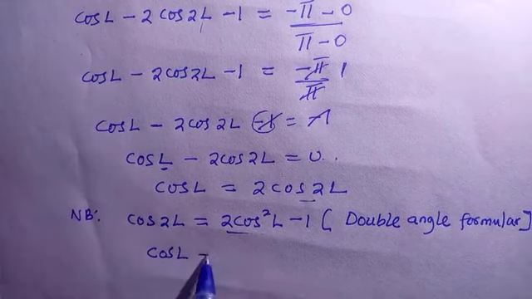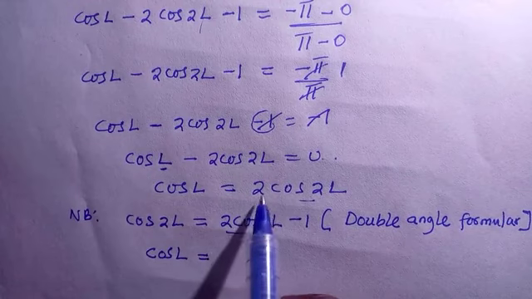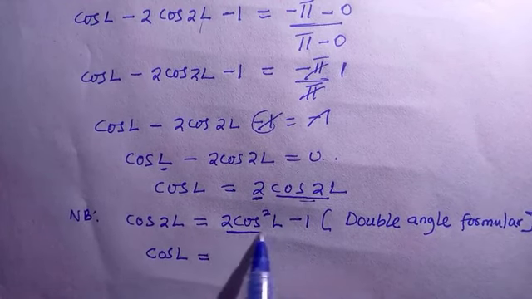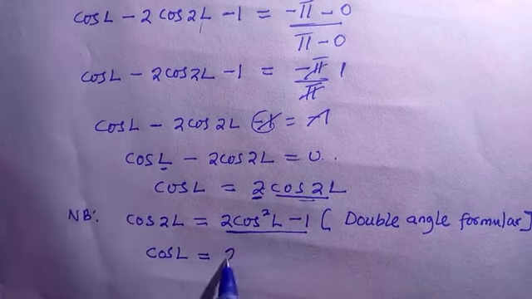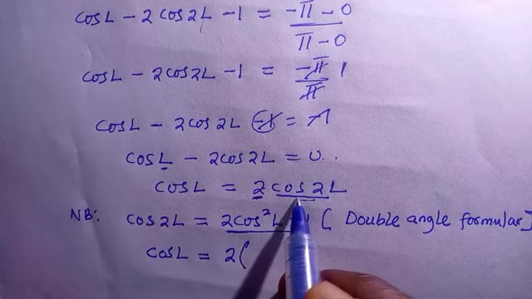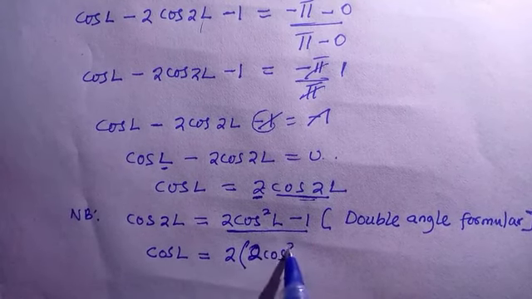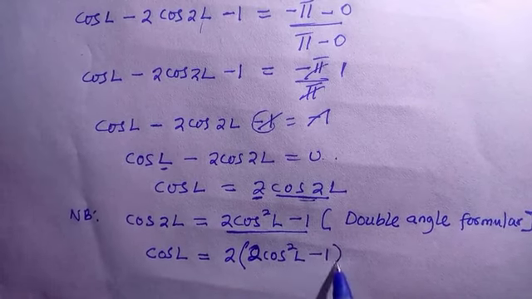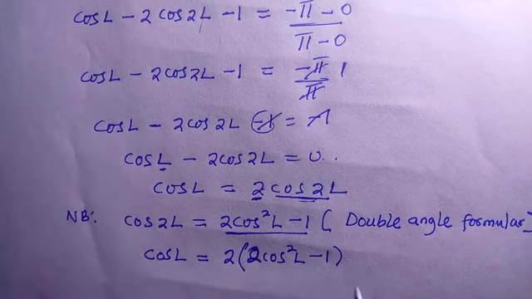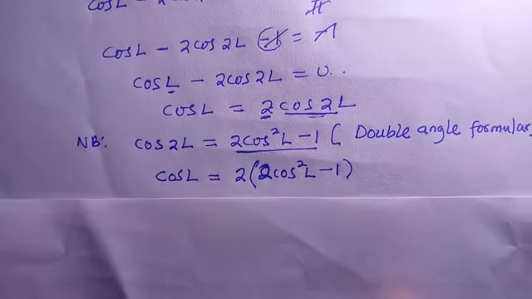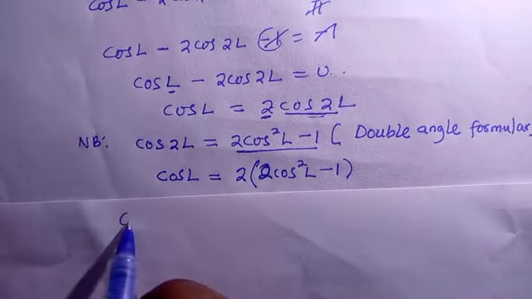Then we have cos L equals, so remember that in this we have 2 initially, and from this formula we still have another 2. So just make sure that you firstly write the 2 we have, then you replace cos 2L with 2 cos square L minus 1. Wow, so this is so fantastic. As a mathematician, you need to think about where the next thing to do is.